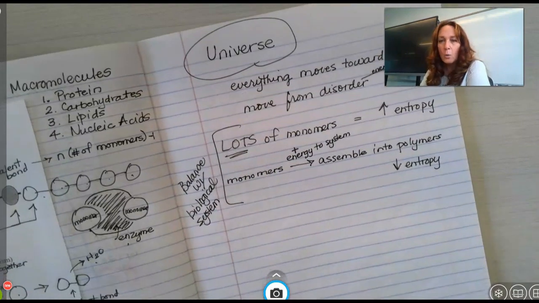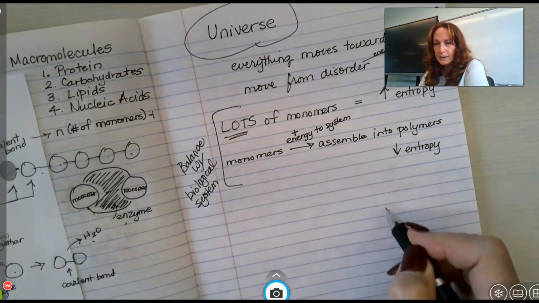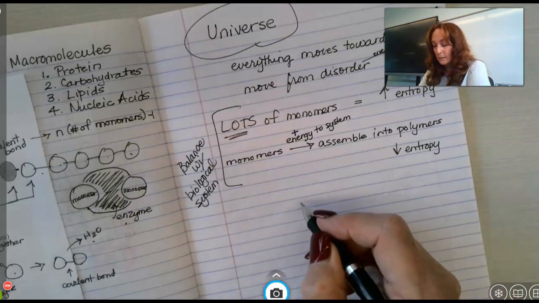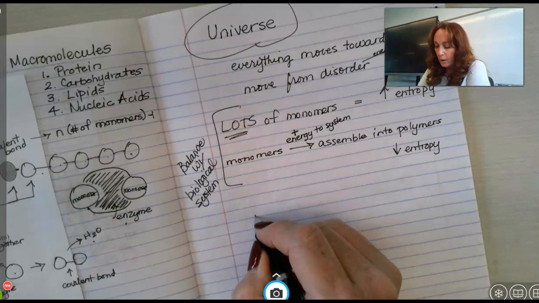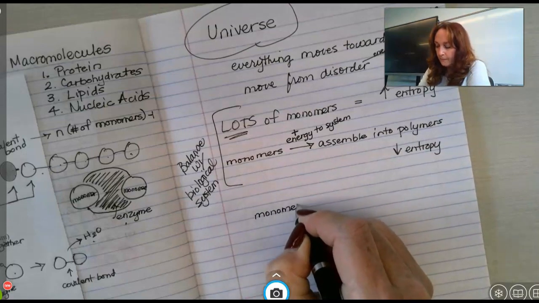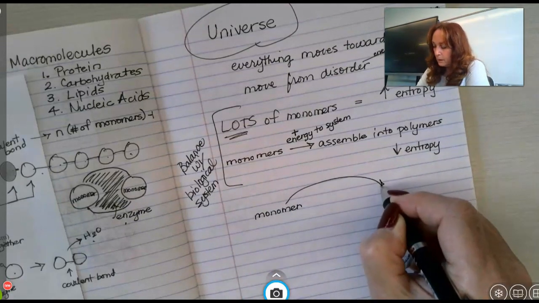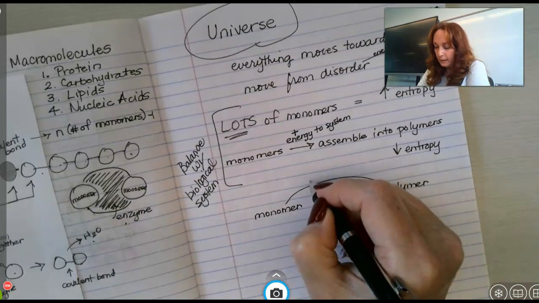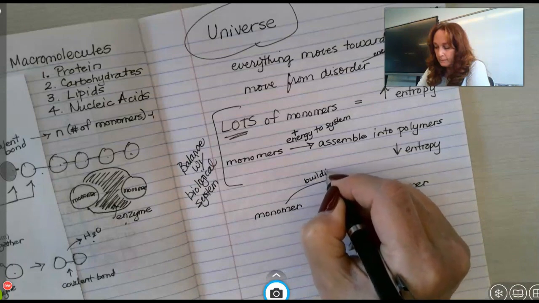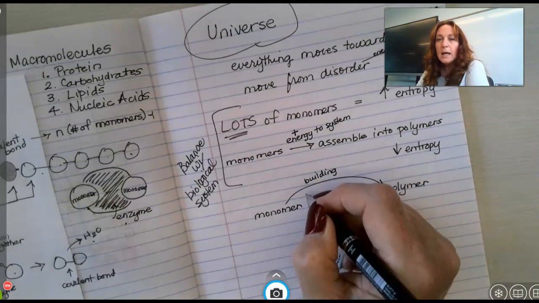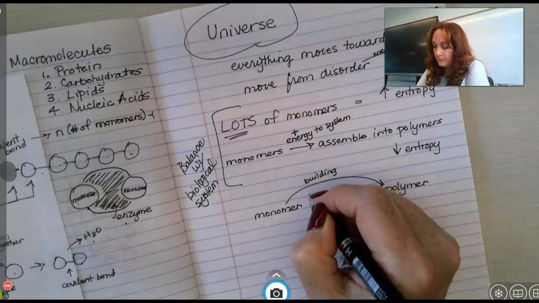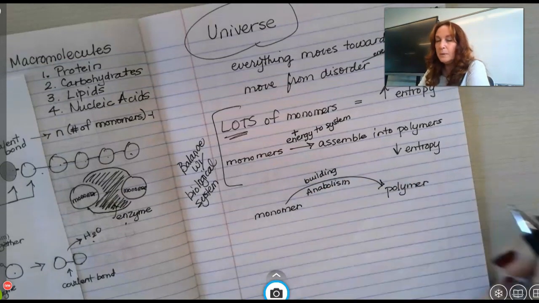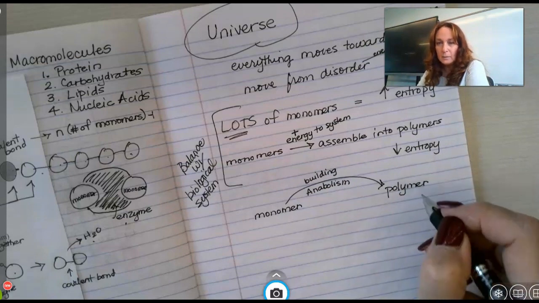So there's always going to be two processes going on. One is a building process. So you're going to go from monomer to polymer. This is building. That is called anabolism. It would be an anabolic process.